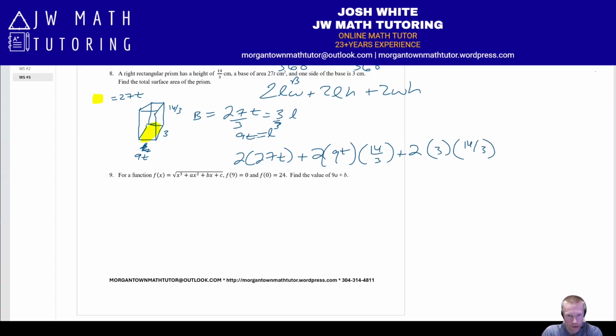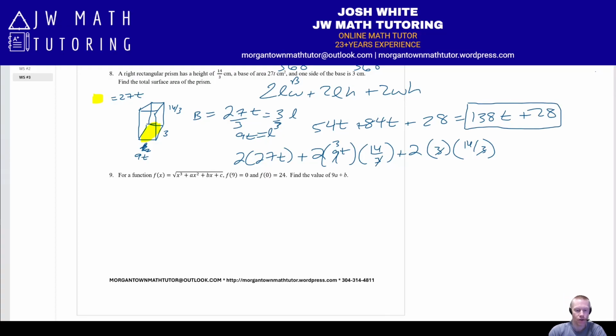So let's see, what do all these things work out to? 2 times 27 is 54t. Here, 3 goes into this 3 times. 2 times 3, excuse me, is 6. 6 times 14 should be 84, and we still have a t in it. And the last one, the 3's just cancel out. We should get a 28. So the final answer that I get for this problem is 138t plus 28.